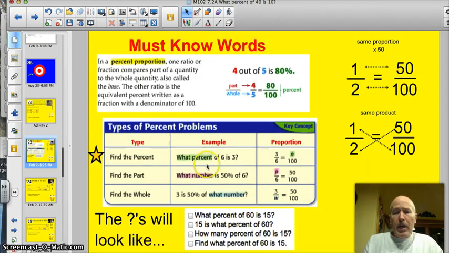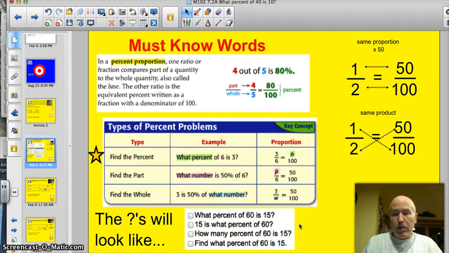All right, next, these are the 3 types of questions that you're going to be asked in percentage. And tonight we're going to look at this one. Find the percent. What percent of 6 is 3? These are the type of questions. And all of them are going to use a box that's set up just like that box I gave you. And we're going to be missing the percent. And that's what we need to find. There's going to be a whole bunch of different ways we ask the questions tonight, but this is still the one we're going to be working with.